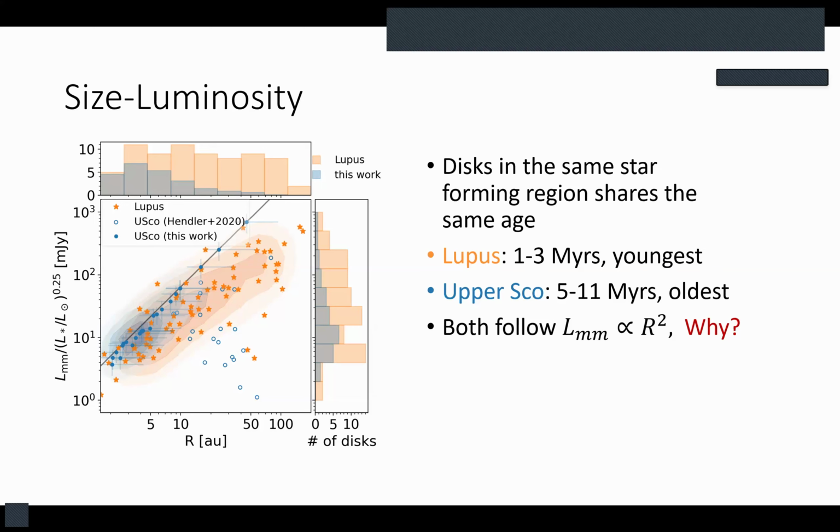So basically, if the luminosity scales with R squared, but does not depend on the actual mass distribution, it just means that the entire disk is optically thick.